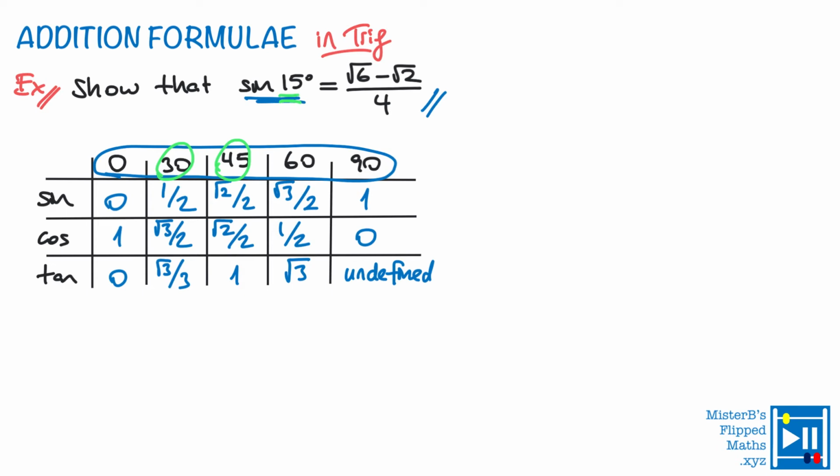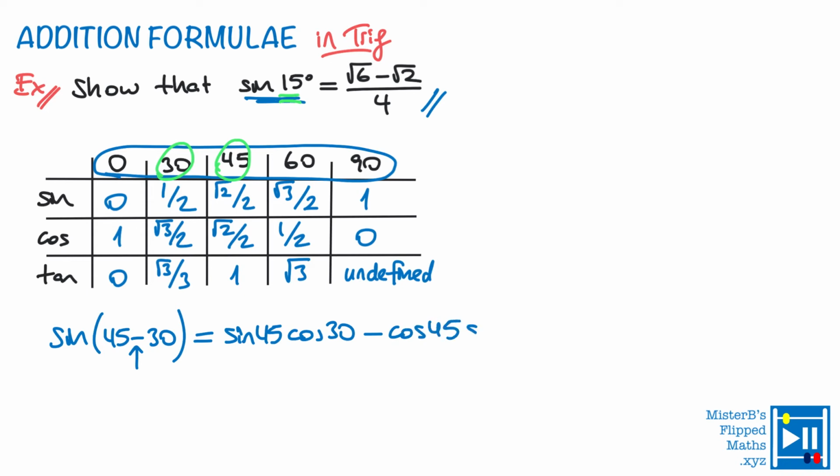So you can say that this is going to be sine of 45 minus 30, which is equal to sine 45, the first angle, so cosine must be the second angle. Now the sine is the same. Now I used sine 45. It's going to be cosine's turn, so it's going to be cosine 45 and then sine 30.